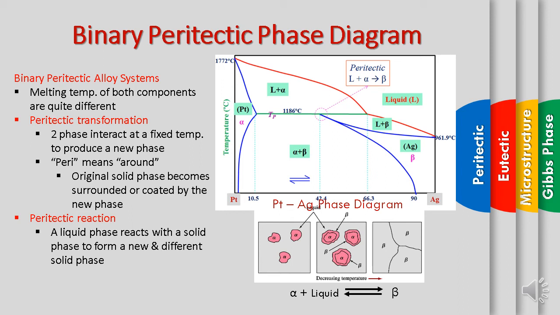peritectic transformation, or in the case of temperature, we call it the peritectic temperature here. And then the reaction takes place where the liquid phase reacts with a solid phase to form a new, different solid phase. Actually there is a solid of alpha, and then finally it will produce a solid phase of beta, whereby this happens at the composition of 42.4 of Ag.